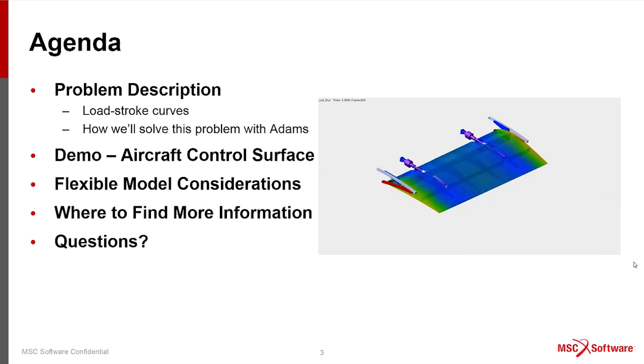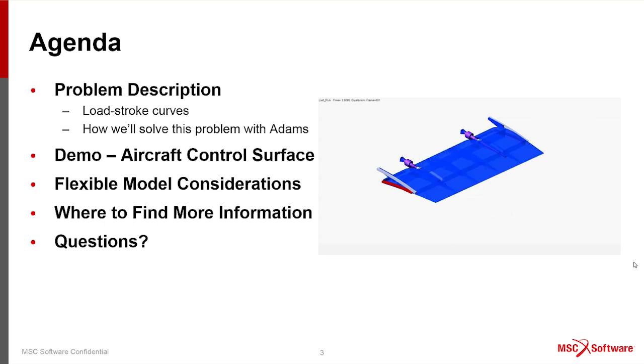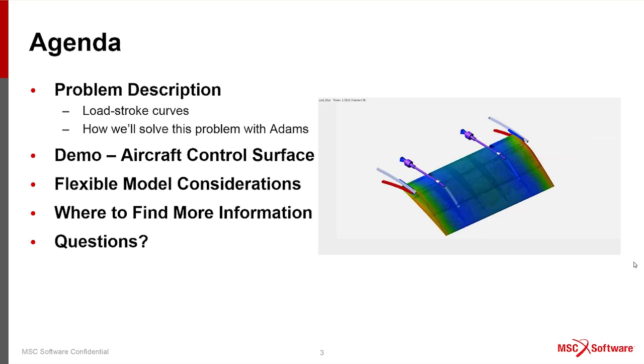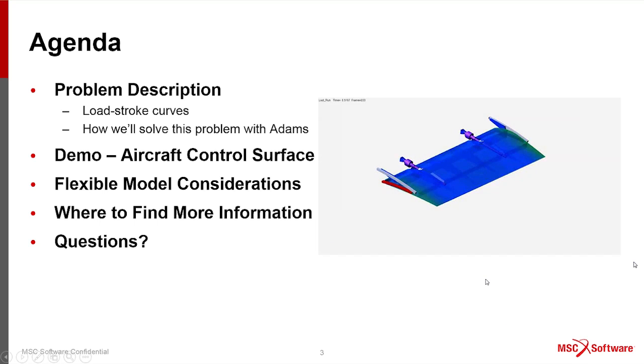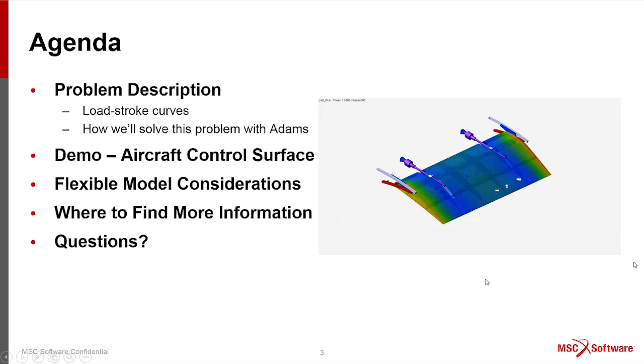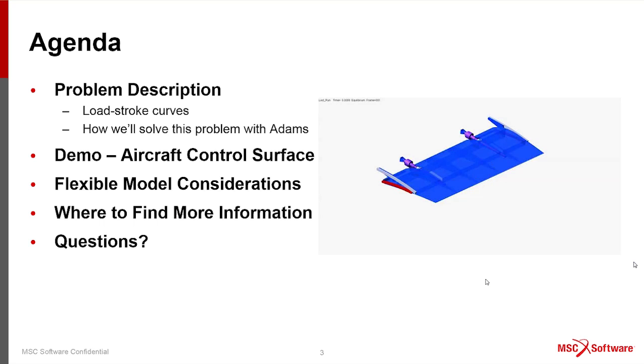With that, I want to give you a little background on what we're going to do here today. I'm going to set up the problem for you, give you a brief description of this problem of developing load stroke curves, including an example of how we're going to solve this problem in Atoms. Then I'll give you a demo using an aircraft control surface. It's the flap model that you see on your screen. Hopefully the animation comes through. After the demo, which will include a review of some results, I'll give you some considerations to take into account when you're modeling flex bodies, and then where to get more information, and then we'll, of course, have a Q&A session at the end. So with that, let's continue on.